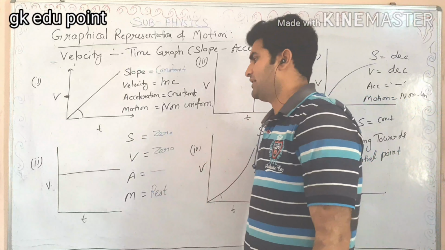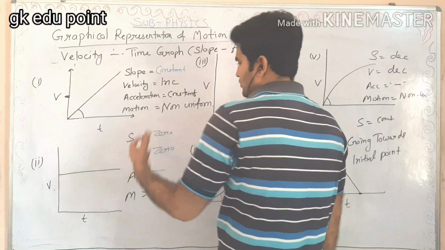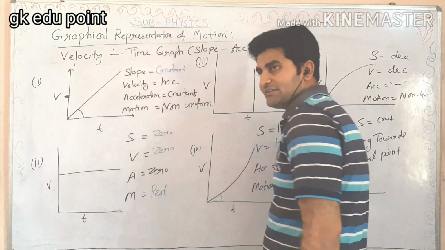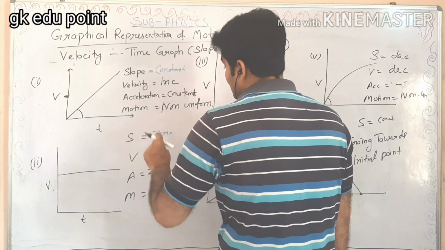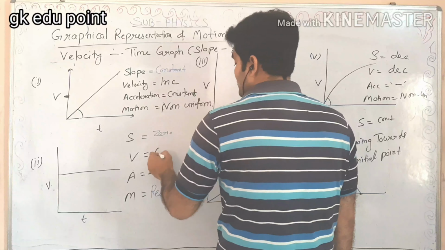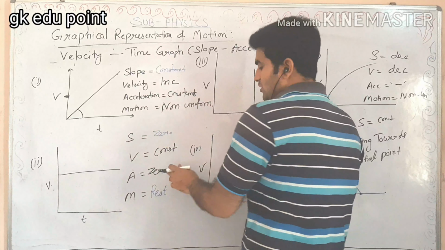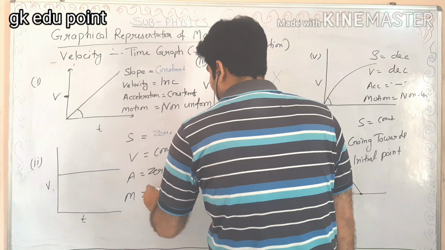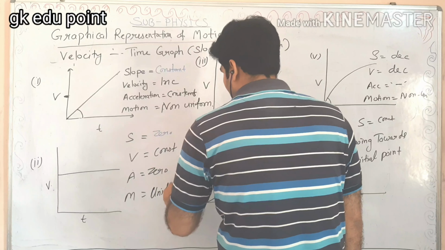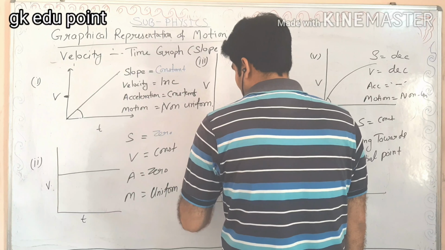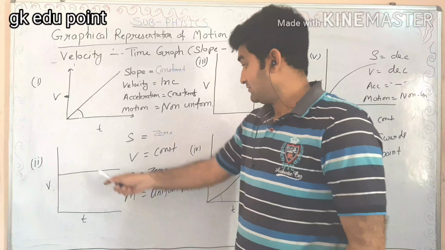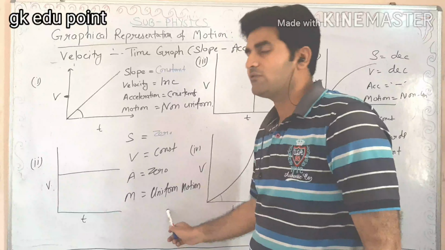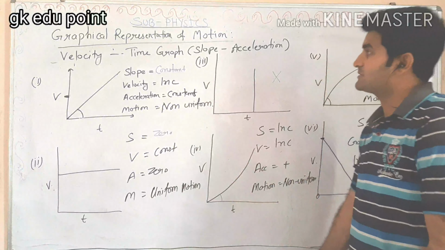Now similarly, we take graph 2. In graph 2, again the slope is 0, so definitely acceleration is 0. Acceleration 0 means there is no acceleration, but the particle moves with some constant velocity. If there is no acceleration, velocity is constant, so the particle is in uniform motion. Now you can observe that the information in the velocity-time graph is different from that in the displacement-time graph.